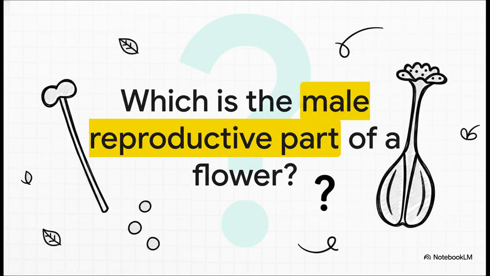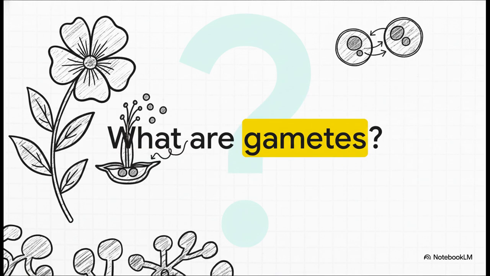All right, next one. Which of these is the male reproductive part of a flower? And the correct answer is B, stamen. Remember, the carpel is the female part. Awesome work. And for our last review question, what are gametes? This is a really simple but super important one to remember. Gametes are just the special reproductive cells, like sperms and eggs, that are absolutely essential for creating a new organism.